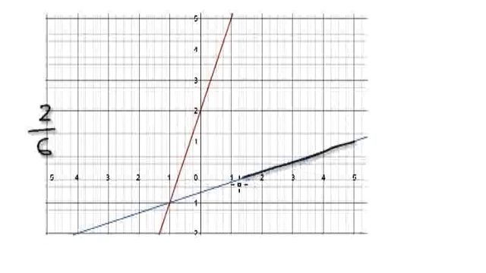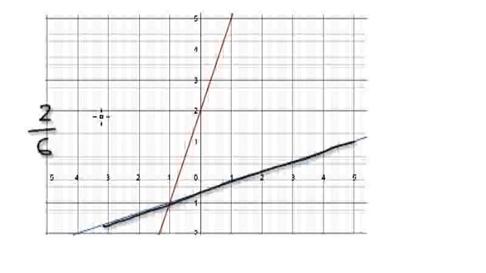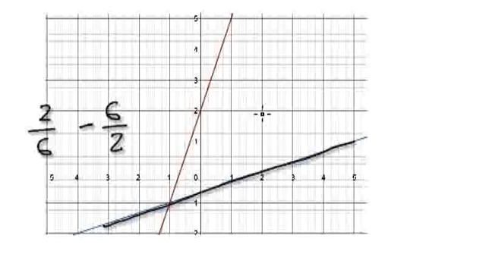Okay, 2 over 6. So this blue line here has a gradient of 2 over 6. Let's not simplify it. Now if you draw a line of 6 over 2, but the negative version, then the new line will be perpendicular to the blue line.